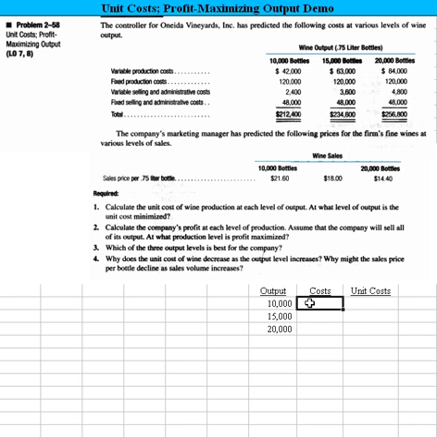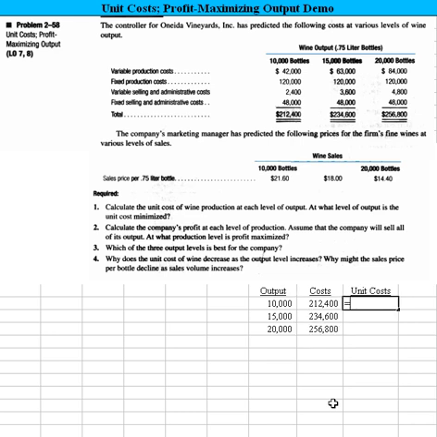So what's the unit cost of 10,000 bottles? It's right there to the left of my mouse, 212,400. So let's enter that. Let's enter the one for 15,000, which again to the left of my mouse is 234,600. We'll enter that. And we will enter for 20,000, and by now I think you know where I'm getting the information from.